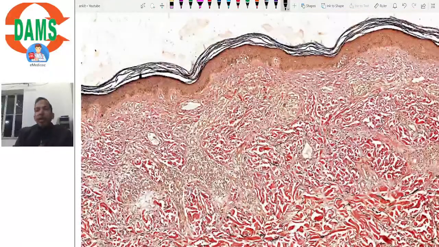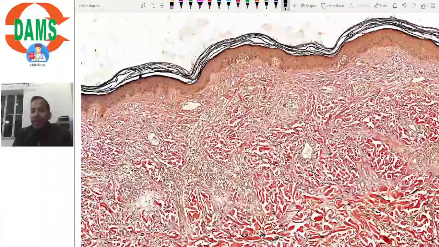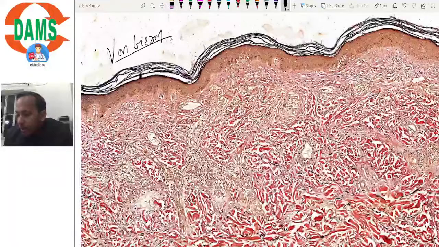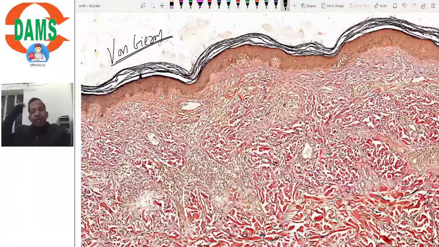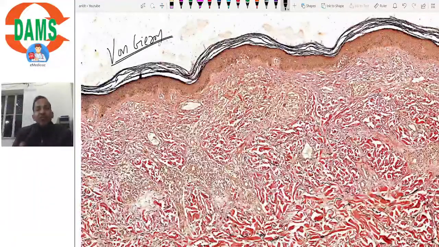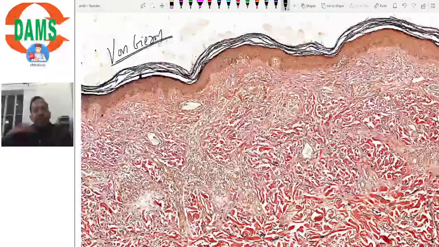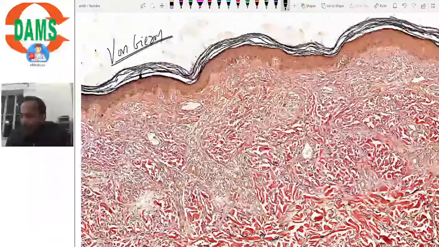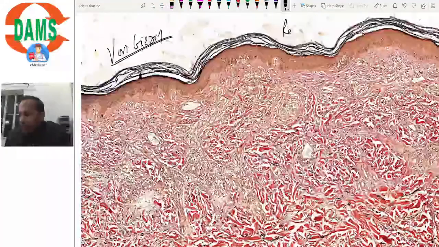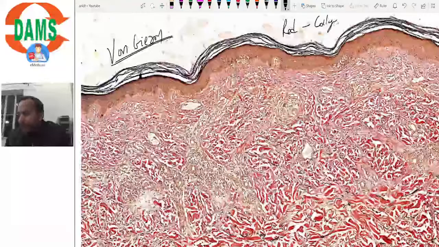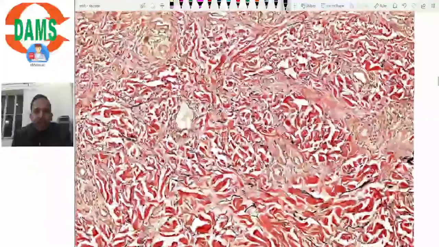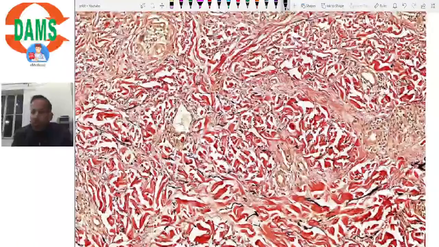This is another special staining technique, and this is known as Van Gieson staining. What Van Gieson staining does is it helps you differentiate between different connective tissues. Collagen is stained in red. All of this red is collagen, and then you'll be able to notice some black fibers, right? If I zoom in, you'll be able to notice some black fibers.